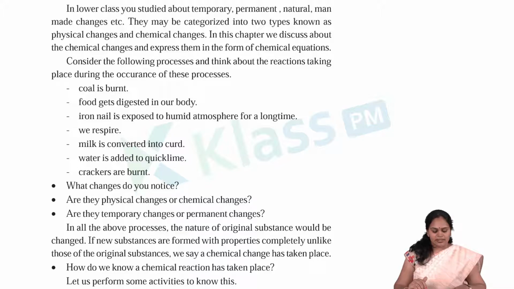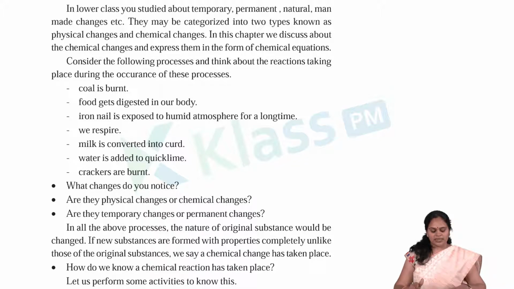Let us see these changes. If you observe daily life, coal is burnt, food gets digested in our body, iron nails are exposed to humid atmosphere for a long time, we respire, milk is converted into curd, water is added to quicklime, crackers are burnt. If you observe all these things, what changes do you notice? Are they physical changes or chemical changes? Are they temporary changes or permanent changes?